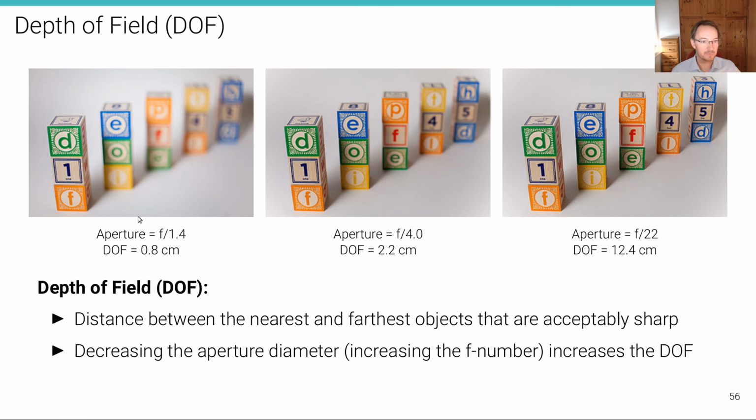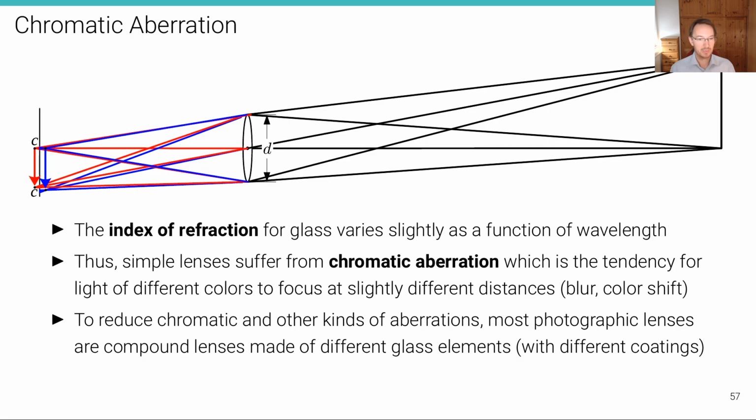So here we have the same image pictured with 3 different apertures, 1.4, 4, and 22, and you can see how you get different depth of field effects. Here everything is sharp, here the background is not sharp, and here only one of these blocks is sharp. So decreasing the aperture diameter, or increasing the f number, increases the depth of field.